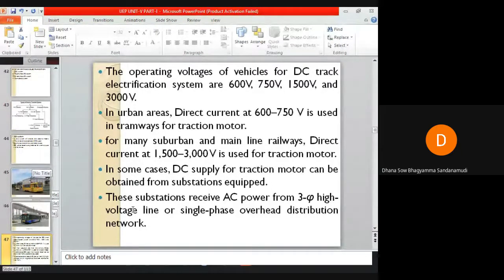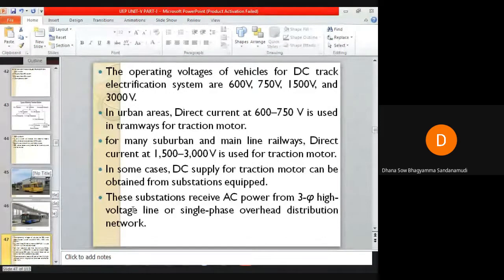Direct current at around 600 to 750 volts is universally employed for tramways in urban areas, whereas for many suburban and mainline railways, 1500 to 3000 volts is used.